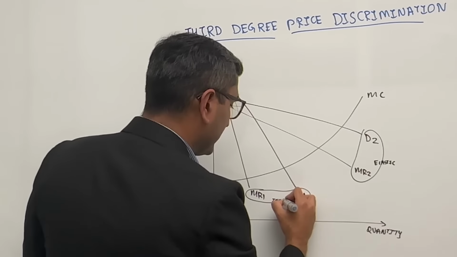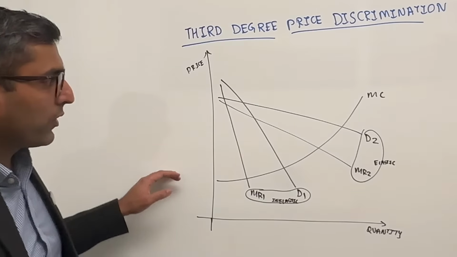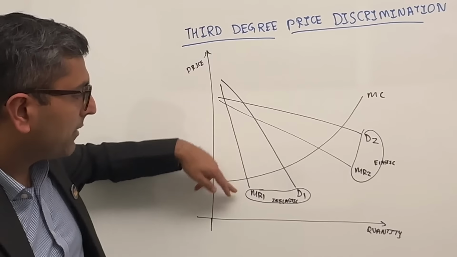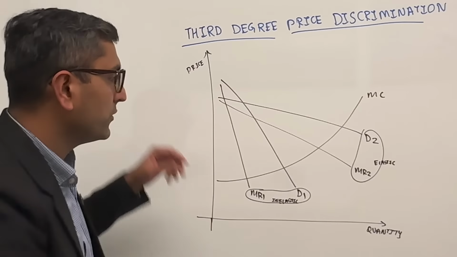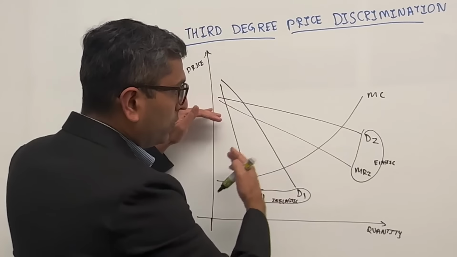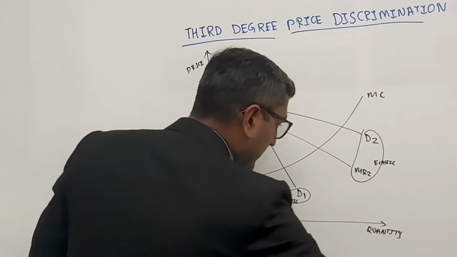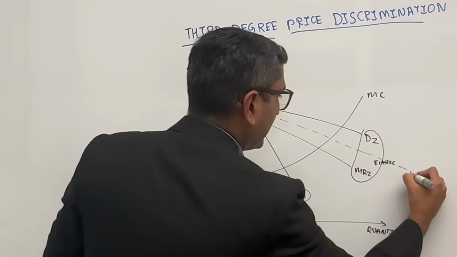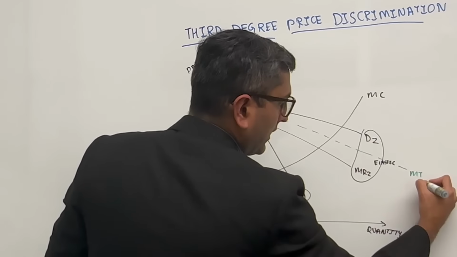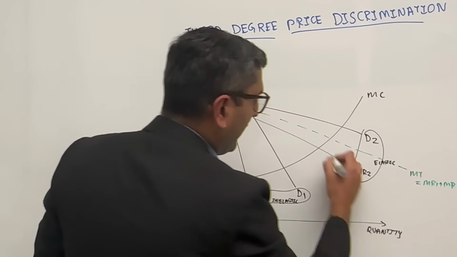So once we have this, we know that we can add up MR1 and MR2, or D1 and D2, to an aggregate demand. So you could have, let's say, an MT, something like this. Marginal revenue total, MR1 plus MR2. Yeah, so you have this.